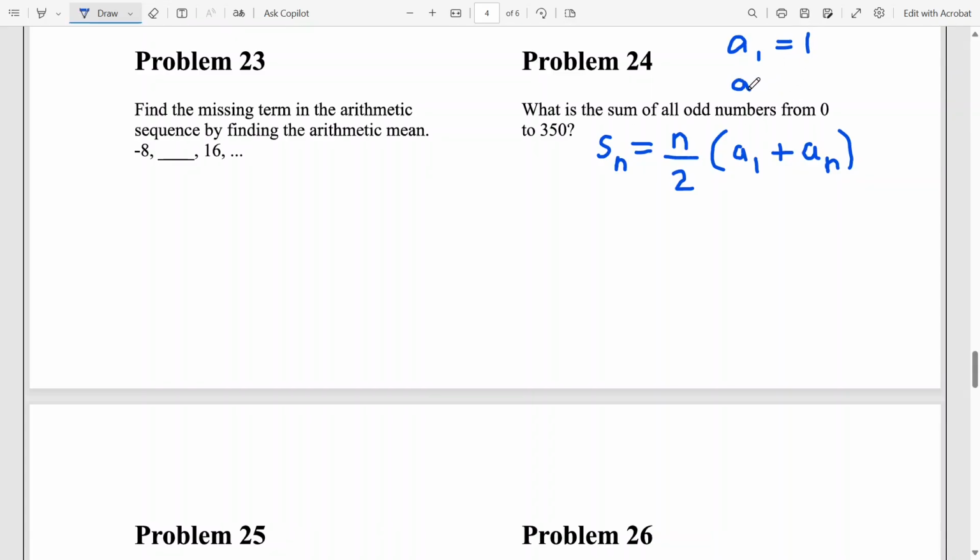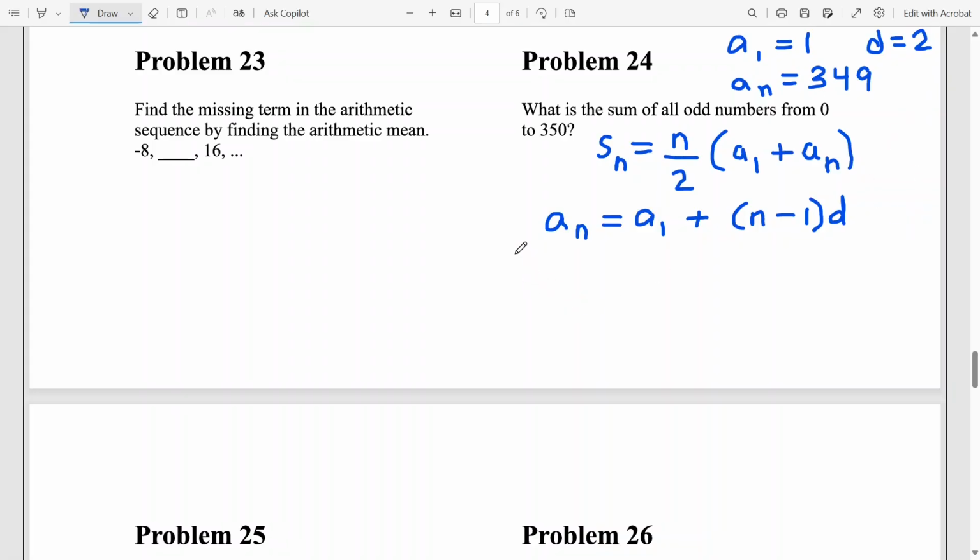A sub n is going to be the last odd number from 0 to 350, which is going to be 349. Okay, but we need to find the number of terms. So one way we can do that is with the explicit definition. So I could say a sub n equals a sub 1 plus n minus 1 times the common difference d. All right, so the common difference d is going to be 2 because there's a difference of 2 between each odd number. So 1, 3, 5, etc.